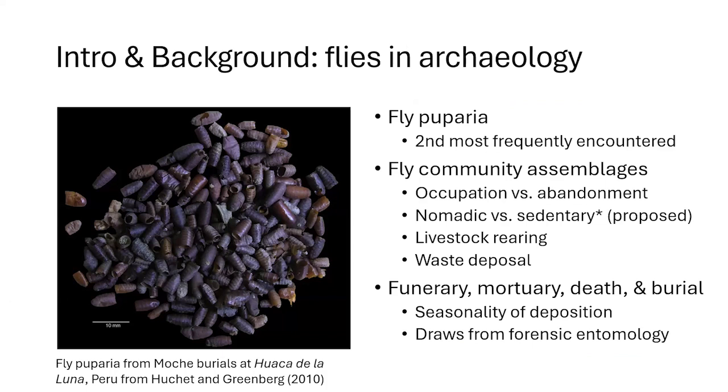Similarly to those freshwater environments, what we're looking for here are the community assemblage of flies, which is what we're actually going to try to draw conclusions about our human study population from. So that community assemblage of flies can indicate things like livestock rearing, occupation versus abandonment, and treatment of waste disposal.